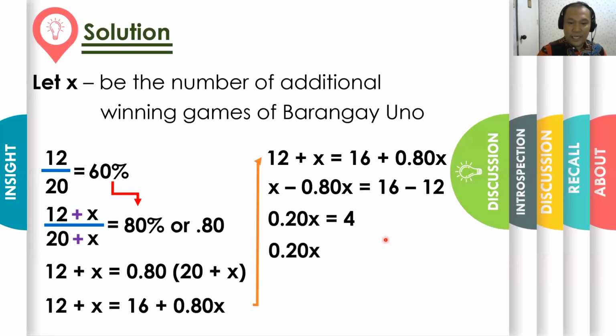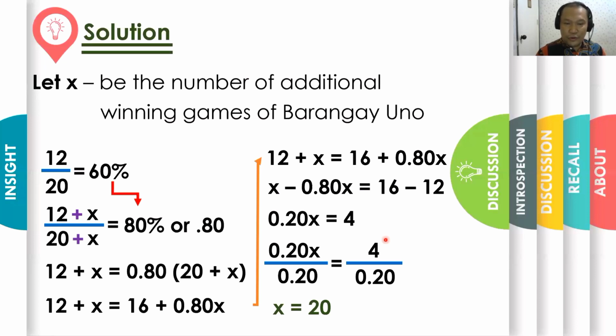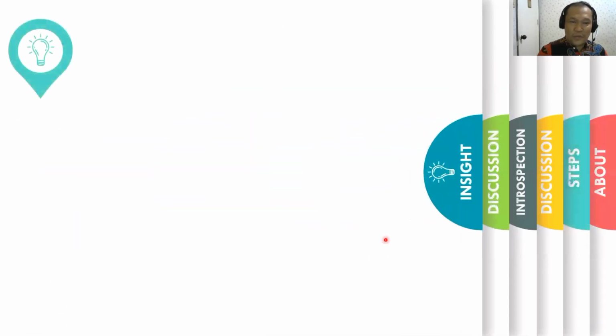Then divide both sides by 0.20. Thus, the value of x here will be equal to 20. Meaning to say, the team from Barangay Uno should win 20 consecutive games so that the winning percentage will increase from 60% to 80%.